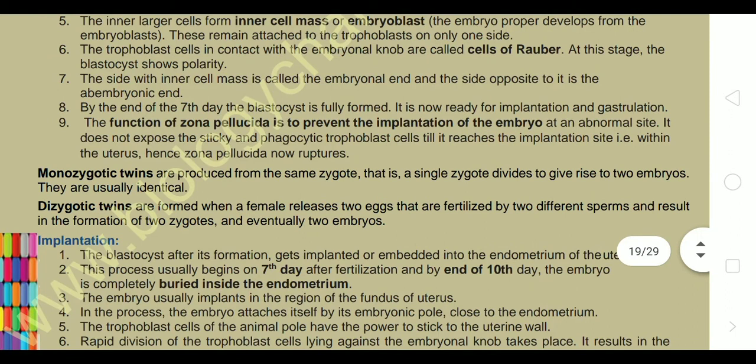Monozygotic twins are produced from the same zygote. That is, a single zygote divides to give rise to two embryos. They are usually identical. And dizygotic twins are formed when the female releases 2 eggs at a time and both get fertilized by 2 different sperms, and that results in the formation of 2 zygotes, but they are not identical to each other. Eventually they are 2 separate and genetically different embryos. That's why they are twins, but they are not identical. That is dizygotic twins.